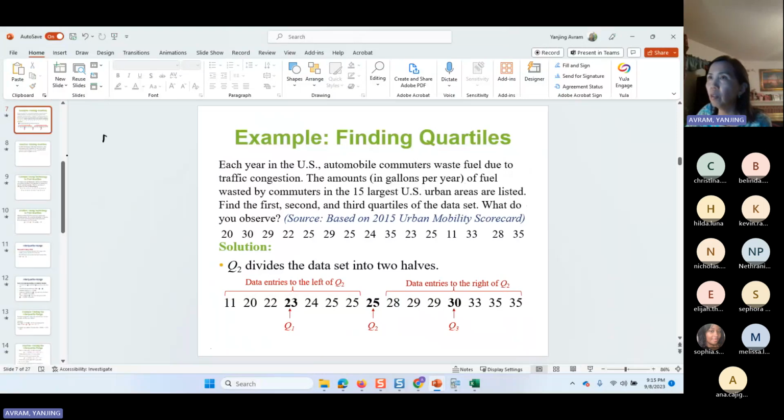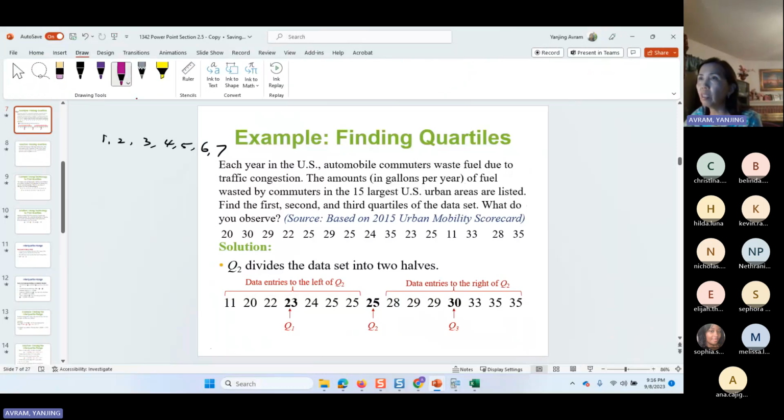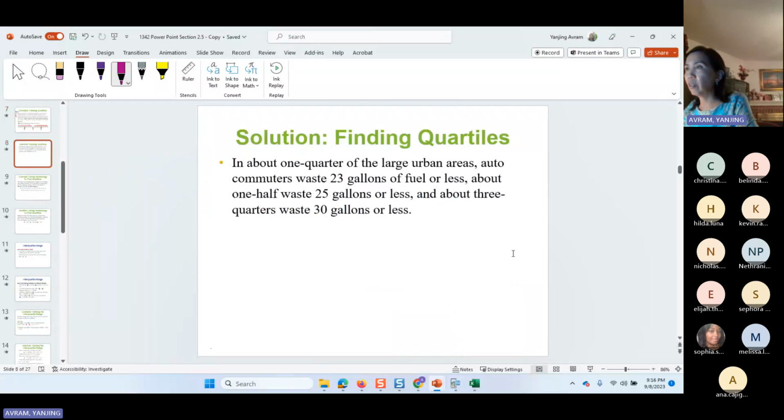So, if I have 1, 2, 3, 4, 5, 6, and 7, right? And then if I want to find the median, this is my median here. And then this separates into two groups. So the median separates this into two groups, and then the middle one right here is my first quartile. Okay, we call it Q1, this is called Q2. And then find the median for the second group, that's called the third quartile. Okay, so it's as easy as something like that, you just find a median for each part. The first part is Q1, and the second part is Q3.